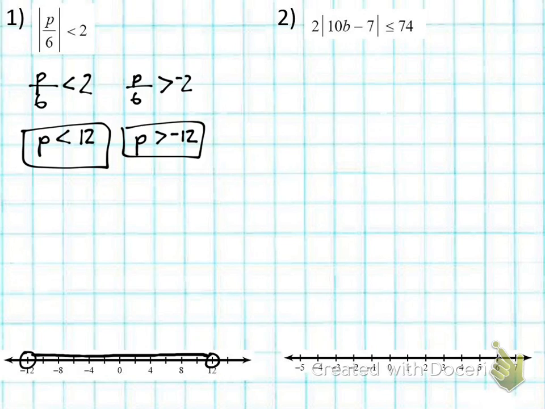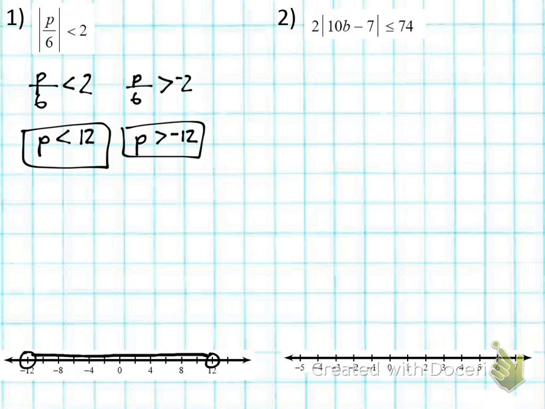Okay. Is 0 a solution? What's 0 divided by 6? No, 0 divided by 6 is 0. Absolute value of 0 is 0. Is 0 less than 2? Yeah. Does that make sense so far? Let's pick positive 6. What's 6 divided by 6? 1. What's the absolute value of 1? 1. Is 1 less than 2? Yes. Good.